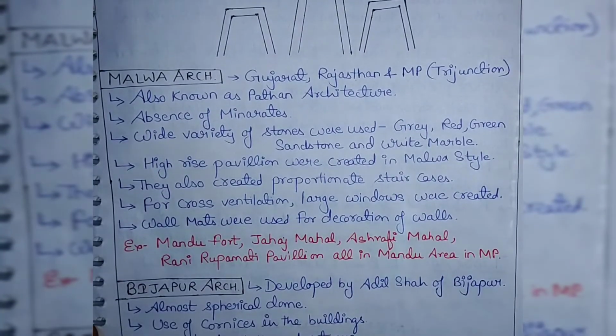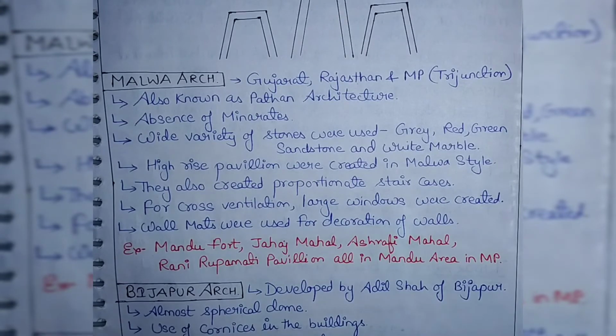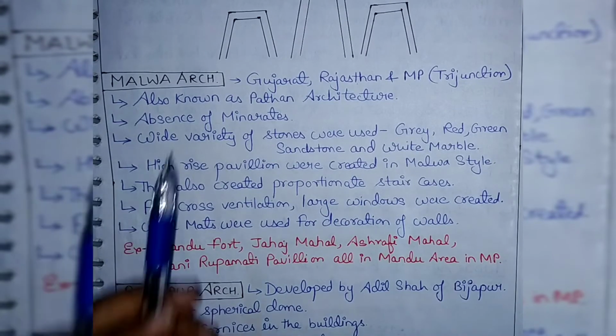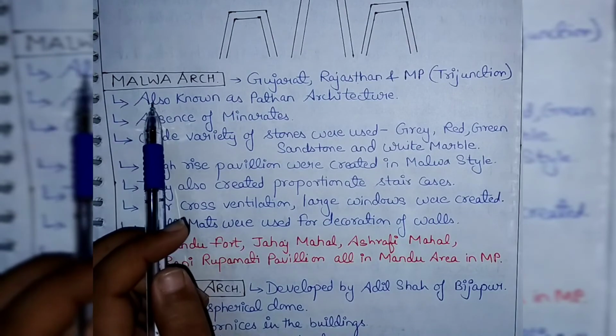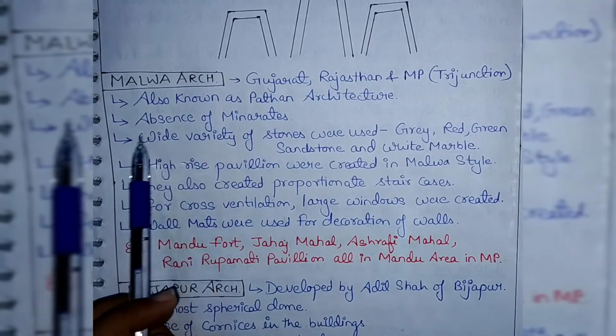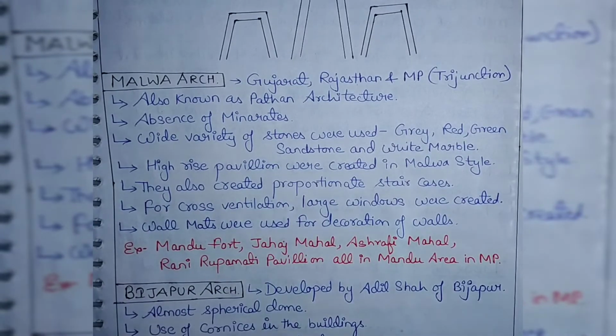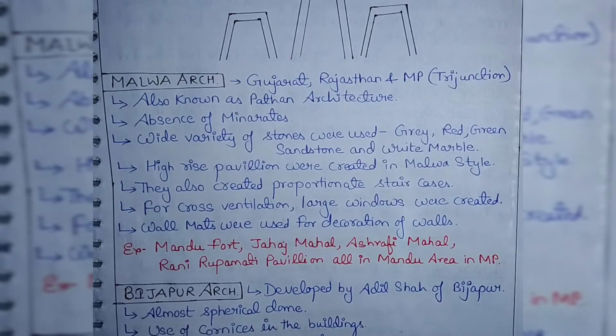Next is the Malwa architecture. Malwa is a place at the tri-junction of Gujarat, Rajasthan and MP. This Malwa architecture is also known as Pathan architecture. Here also minarets are absent. A wide variety of stones were used, like grey, red, green sandstones and white marbles, for construction.